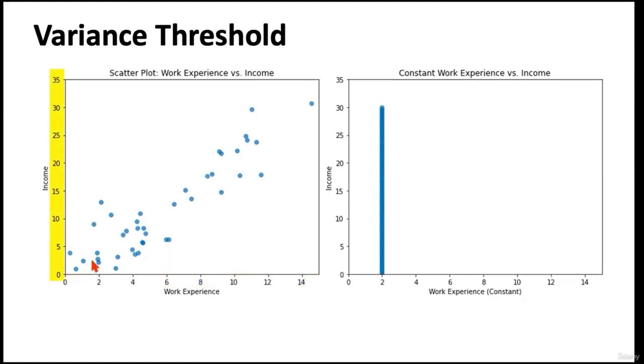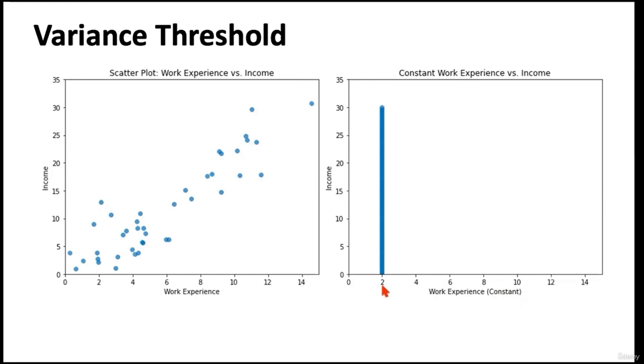And accordingly, you see the income also varies, more in a positive pattern. So in general, we can say as the work experience increases, the income seems to be increasing. But on the right, we have another plot where the independent feature or the work experience is constant. It does not vary. Everybody seems to have same work experience.